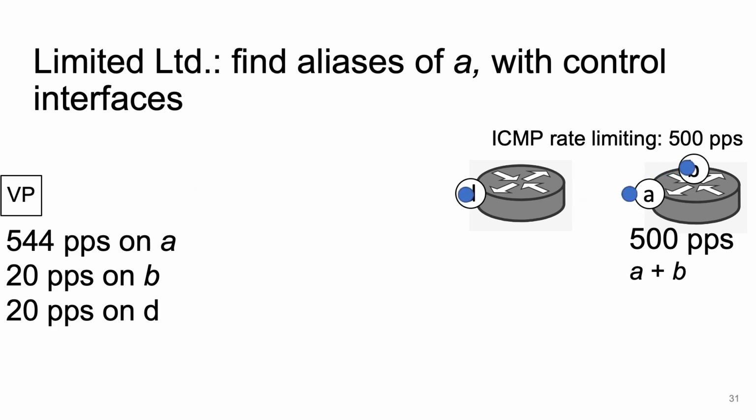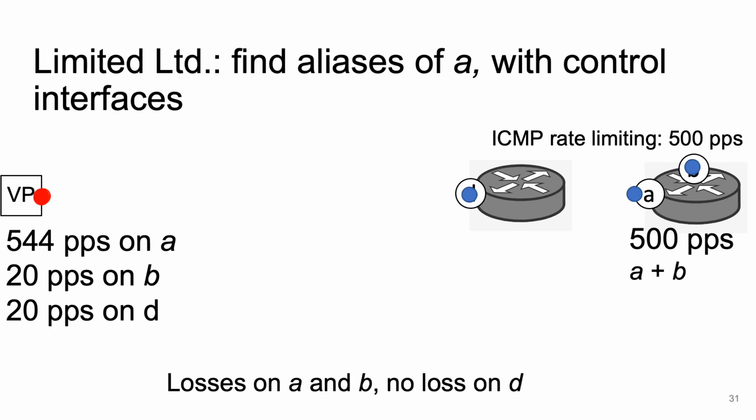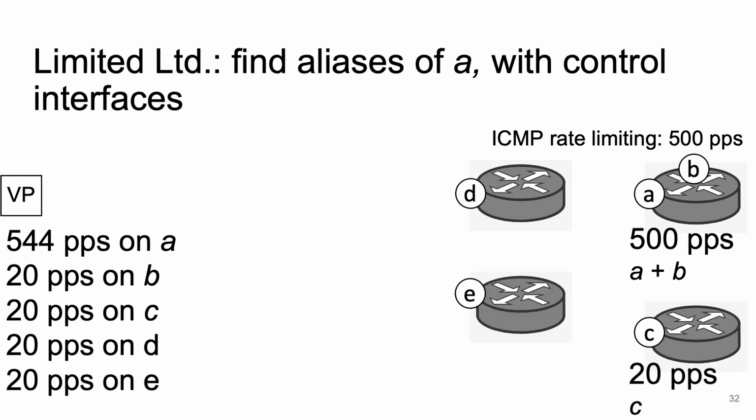So what should happen here is that because D has been found as being the control interface of A and B, we probe A, B, and D together. And if the losses that are occurring on the router that owns A and B are in fact due to ICMP rate limiting, what we'll observe is that there will be losses on A and B, but no loss on D. And we perform that for all of the other interfaces.